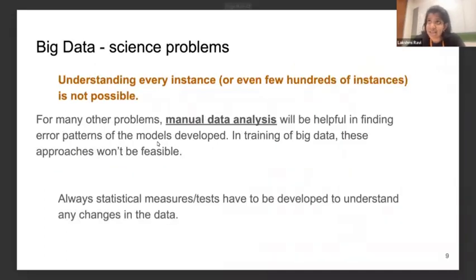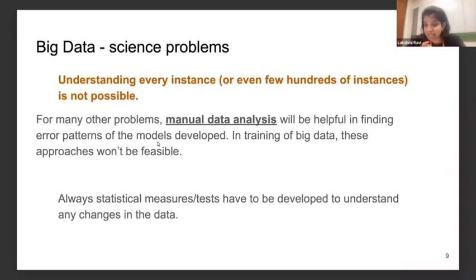The next thing is big data science problems. So once you know it is going to be big data, you know that doing any form of manual analysis is not going to be possible at all. Otherwise, if it is not big data, as an ML scientist, I have to confess that I have done manual analysis a lot of times, going over the text one by one, going over the images sometimes one by one, to understand what the pattern is here and what my model is predicting and not. But once I know I'm dealing with big data, I have to start with statistical techniques and stick to them.